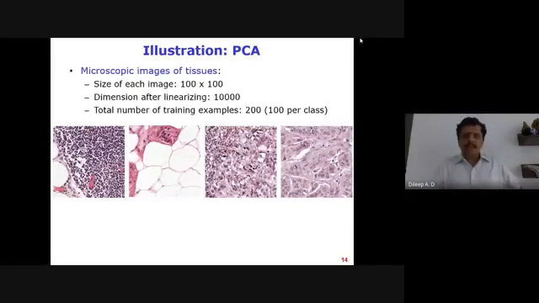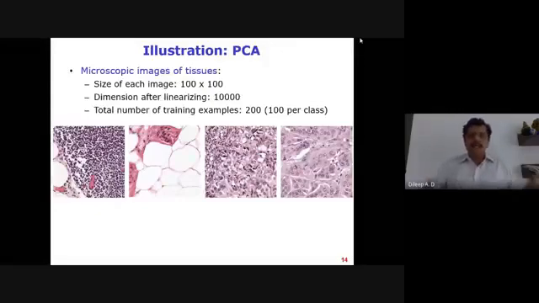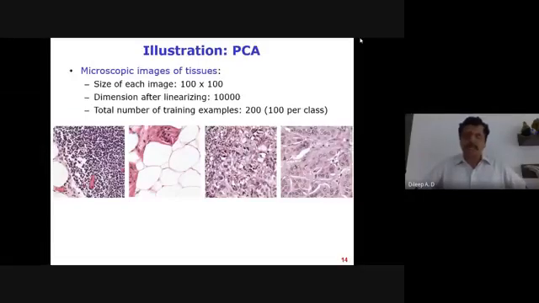Say, for example, with the same microscopic images of tissues, I have taken around 200 such images. Each image is of size around 100 cross 100. When I represent this as a d-dimensional representation, one usual approach is to take this 100 cross 100 image and linearize it, so it becomes a data vector. So the 100 cross 100 image, when linearized, becomes a 10,000-dimensional vector. It's a huge number of dimensions.